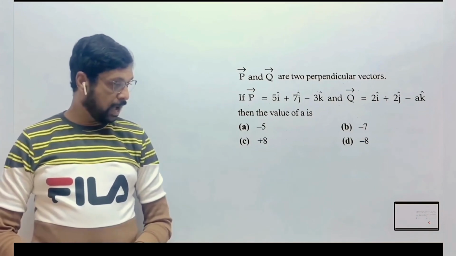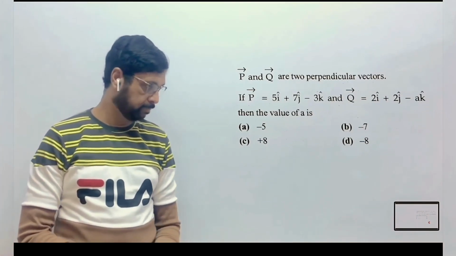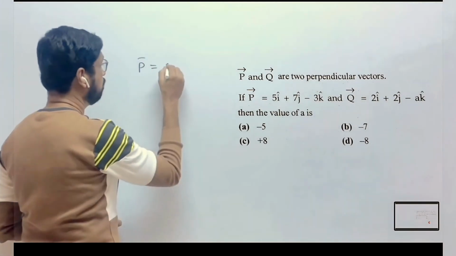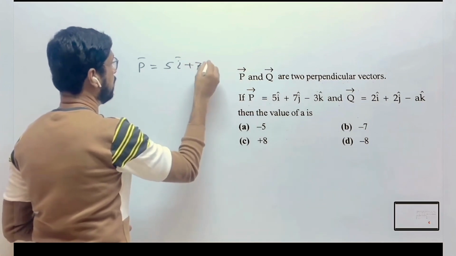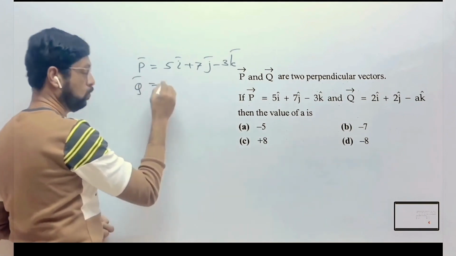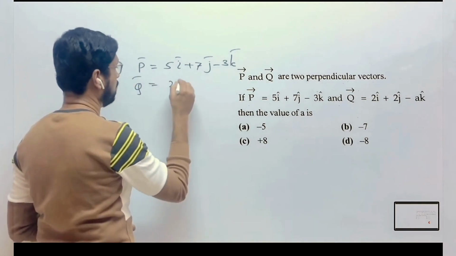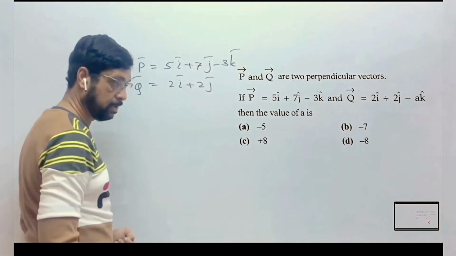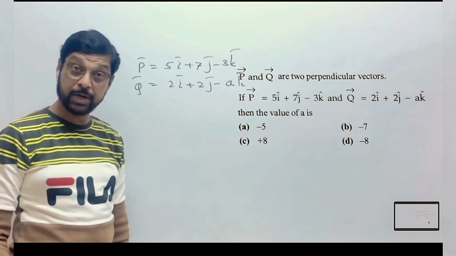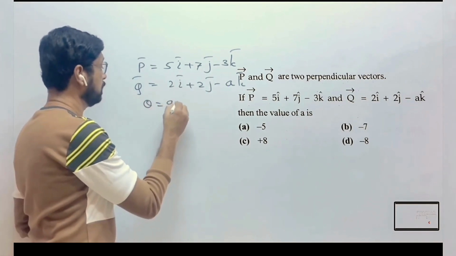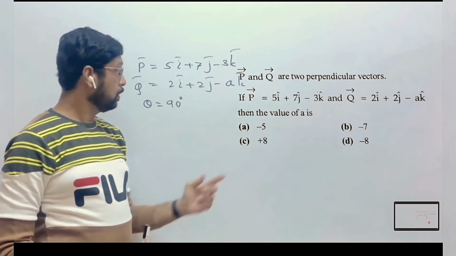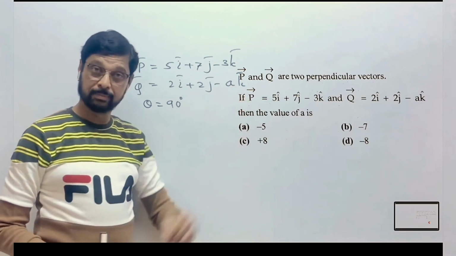P and Q are two perpendicular vectors. P is given to be 5I plus 7J minus 3K, and Q is given to be 2I plus 2J minus AK. And it is said that they are perpendicular, means theta is equal to 90 degree. They are perpendicular to each other. You have to find the value of A.